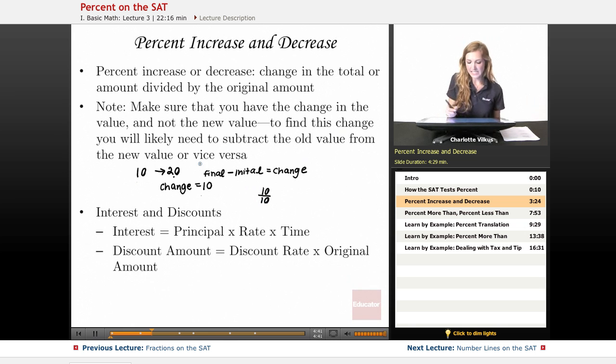And I would basically just set this equal to X percent over 100. Here I would be able to quickly see that I actually have a 100% increase, and I know it's an increase because I've gone from a smaller number to a larger number. But I would just set it up like this: change divided by original.